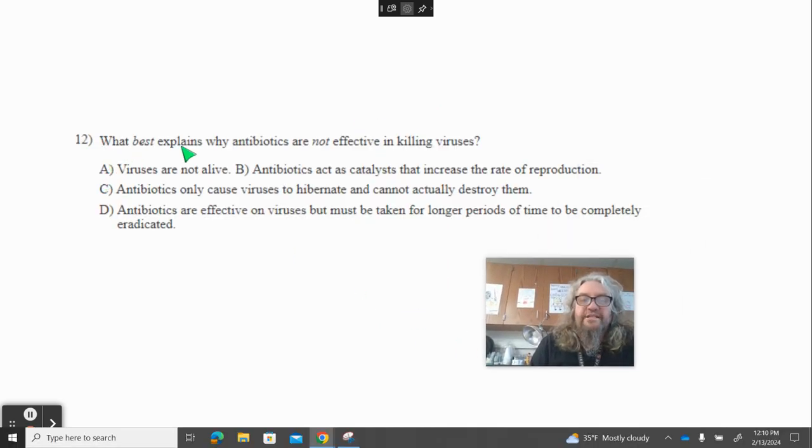Question 12. What best explains why antibiotics are not effective in killing viruses? A, viruses are not alive. B, antibiotics act as catalysts that increase the rate of reproduction. C, antibiotics only cause viruses to hibernate and cannot actually destroy them. D, antibiotics are effective on viruses but must be taken for longer periods of time to be completely eradicated.